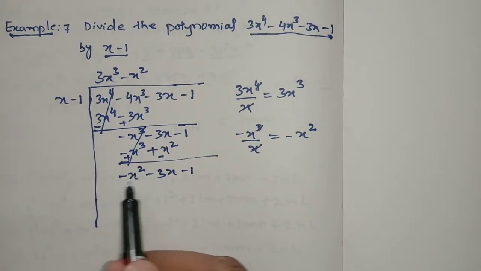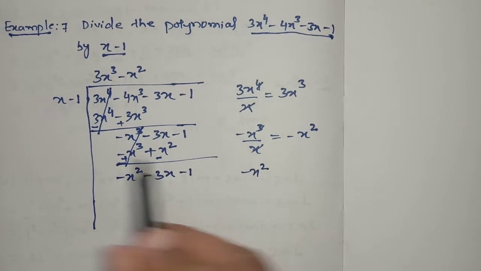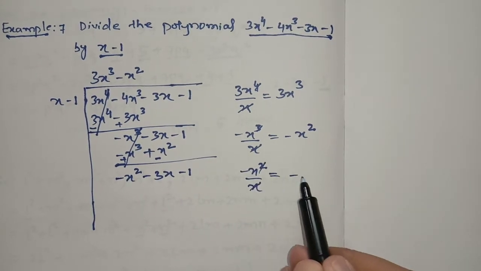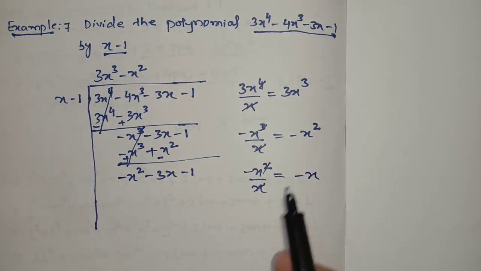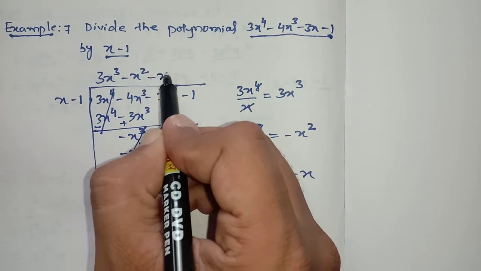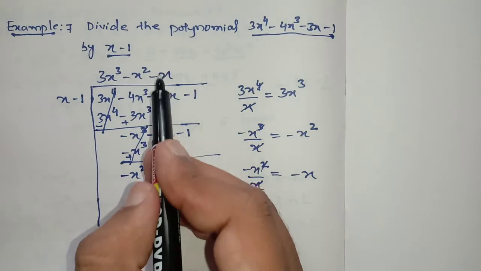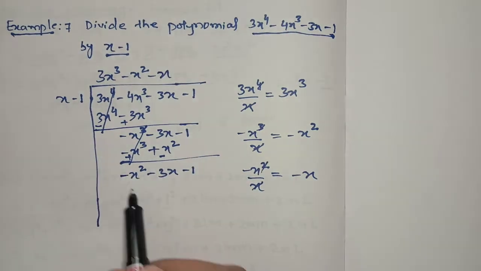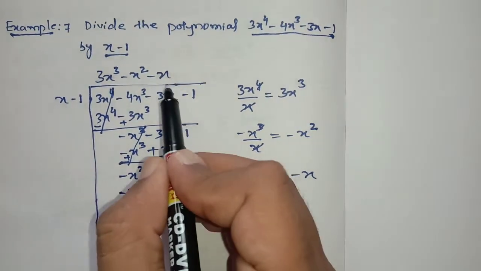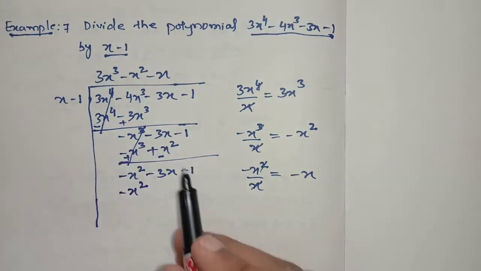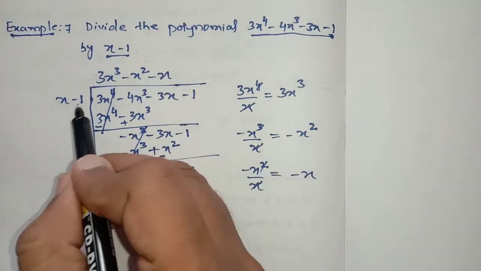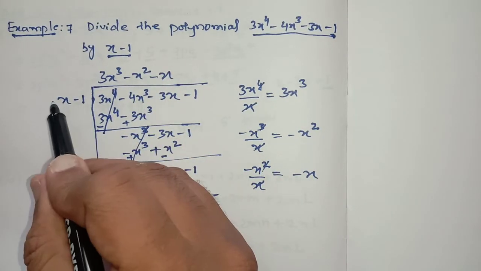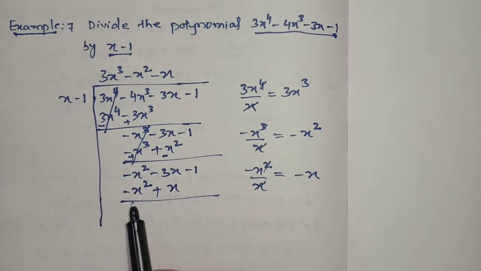Again the same thing: we have to divide the first term of the dividend by the first term of the divisor. So 1x and 1x get cancelled, another x is remaining along with the sign. So this minus x has to be written here, minus x. Now we have to multiply this minus x with the divisor. Minus x into x will be minus x square. Minus x into minus 1. Minus into minus is plus. X into 1 is x, students. Here, minus x into x, minus into plus is minus, x into x is x square.